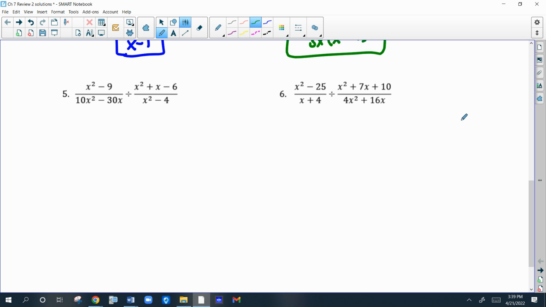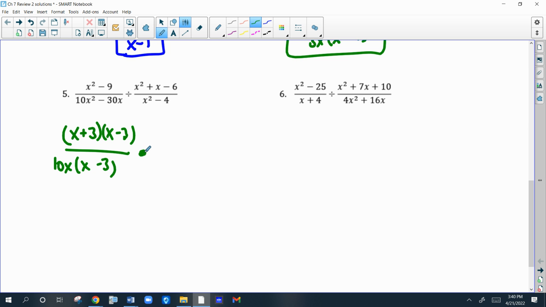These are division problems, so they're the same as multiplication, except you just have to flip the second term, or the second factor, I guess we should call it. So anyhow, x squared minus 9 is the difference of squares. X plus 3, x minus 3. On the bottom, we have a common factor of 10x, so we factor it out. You're left with an x minus 3.